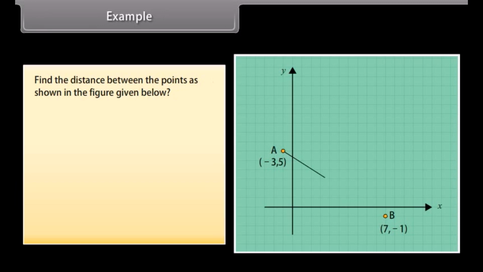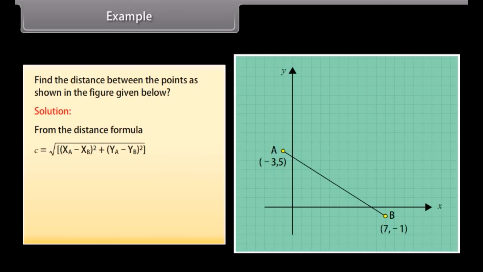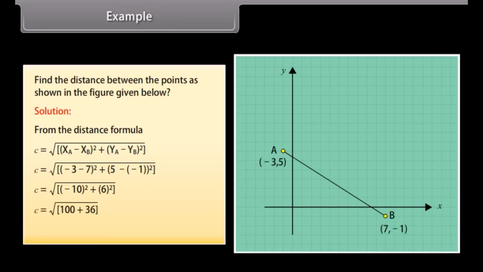Example. Find the distance between the points as shown in the figure given below. Solution. From the distance formula, C is equal to under root of XA minus XB whole square plus YA minus YB whole square. C is equal to under root of minus 3 minus 7 whole square plus 5 minus 1 whole square. C is equal to under root of minus 10 whole square plus 6 whole square. C equals under root of 100 plus 36. C is equal to 11.66.